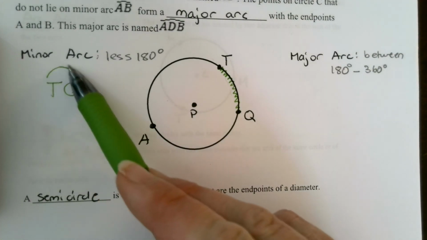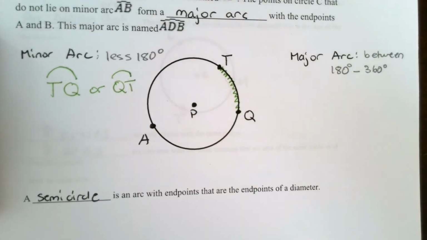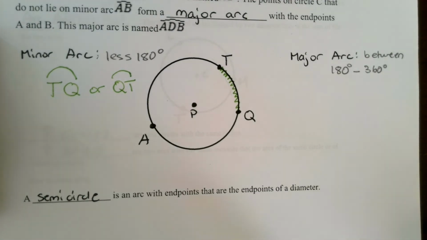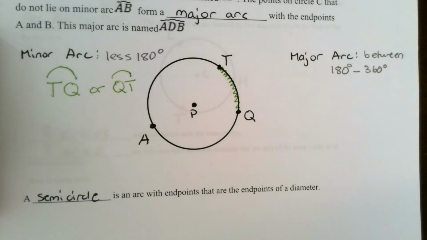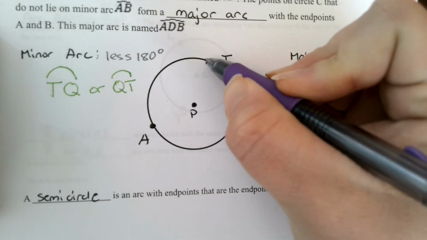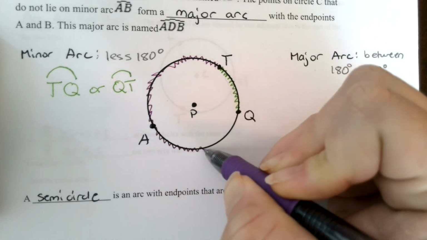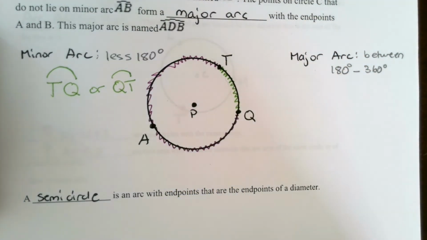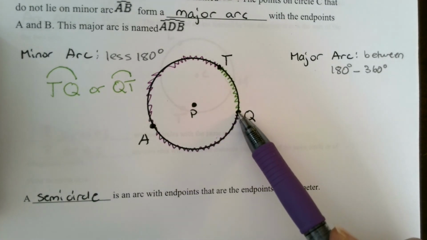So TQ with the arc symbol. Or, once again, it could have been named QT. This has a measure less than 180 degrees. Major arc is greater than 180. So pick up a different color. So I'm going to pick up a different color. A major arc is going to be greater than it. It's going to be this one. I don't have markers. All I have are pens, so that's why I'm doing it this way. That is a major arc, going from T all the way around, back to Q.